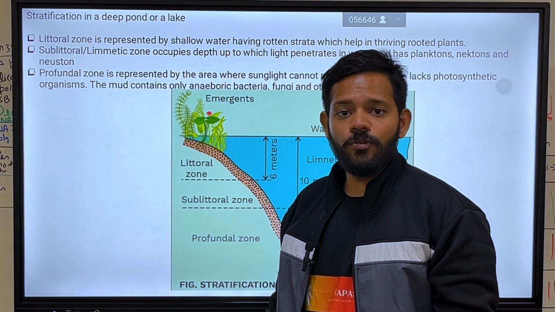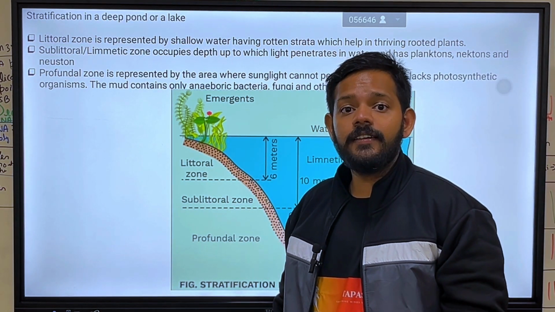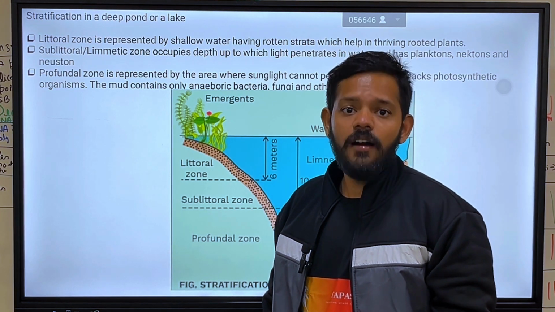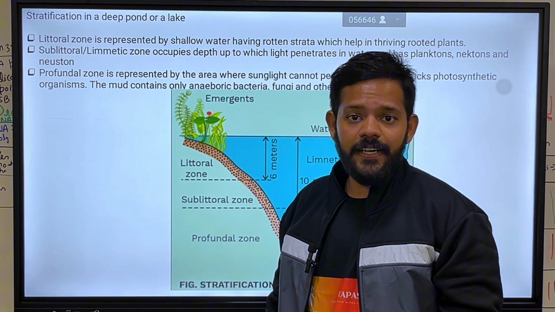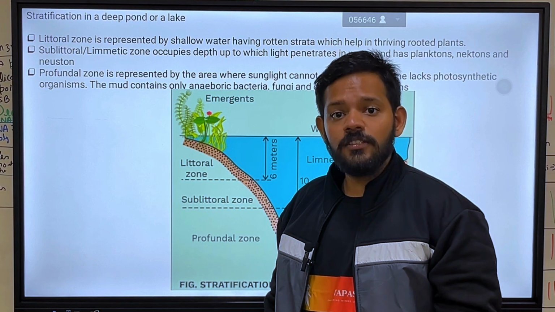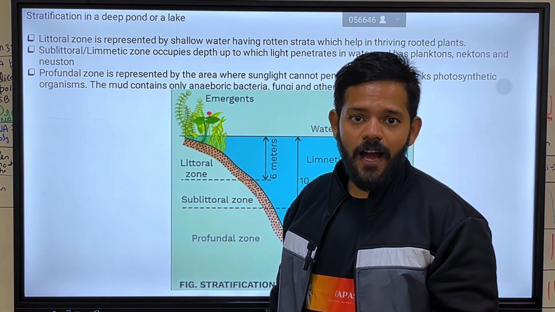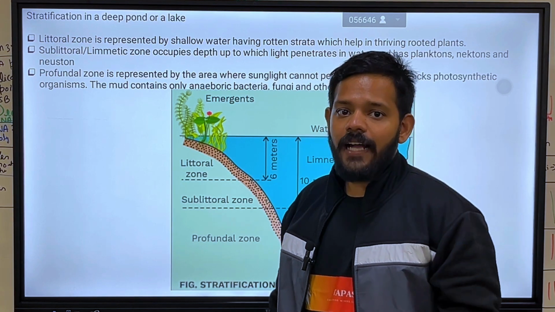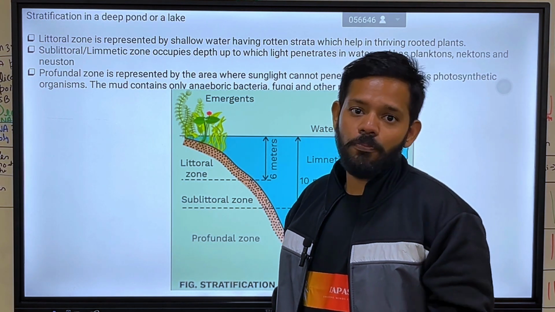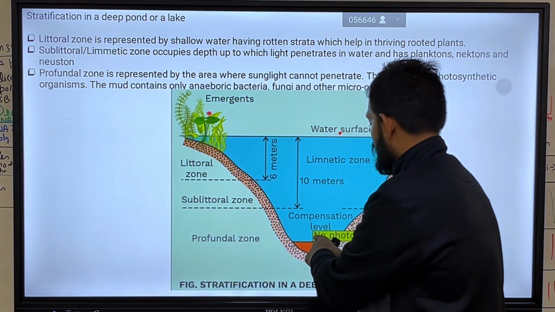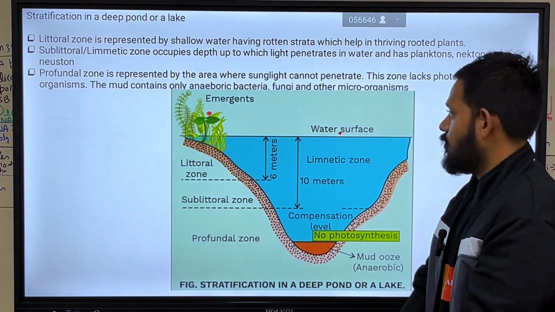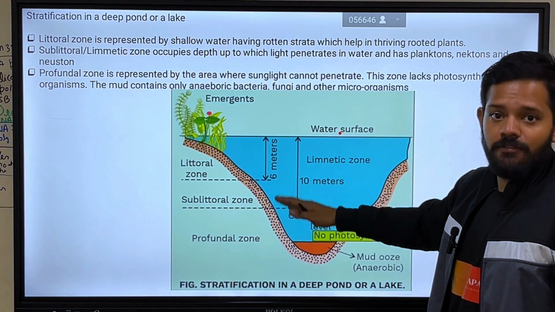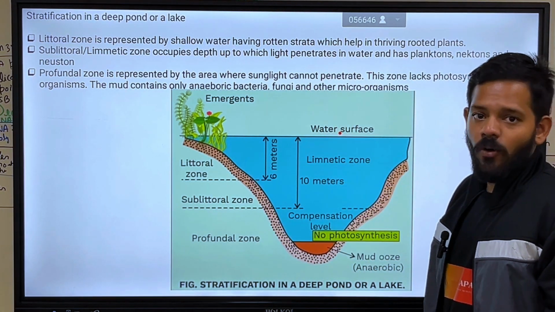In this profundal zone, you will find different invertebrates like mollusca, echinoderms, hemichordata, and some chordates, urochordata, cephalochordata. Some lower invertebrates also, like annelids, aschelminthes, some arthropods also. You will find them in this region. So these are the stratifications present in water bodies.